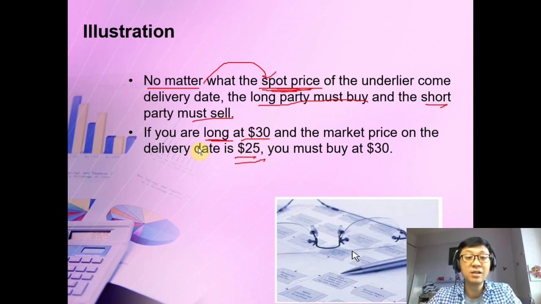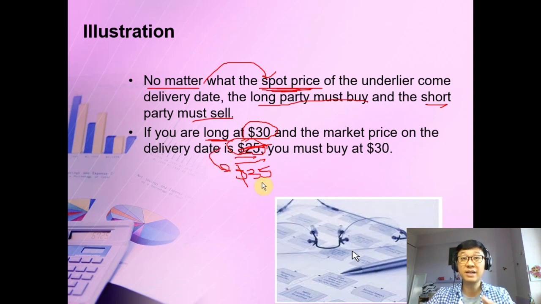Conversely, if the market price at delivery goes up to, let's say, 35, instead of 25, the market price went up to 35. Then in that case, you as the long party will stand to benefit because now you get to buy something cheaper than the market price of $35. You buy something $5 cheaper, but the short party couldn't sell higher and has to sell to you at 30. So that's where there's always one party that wins and one party that loses.